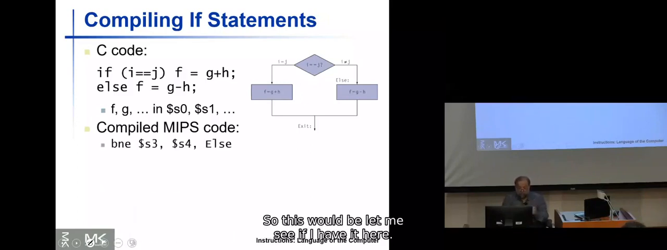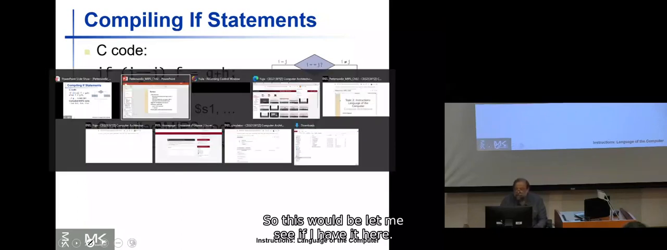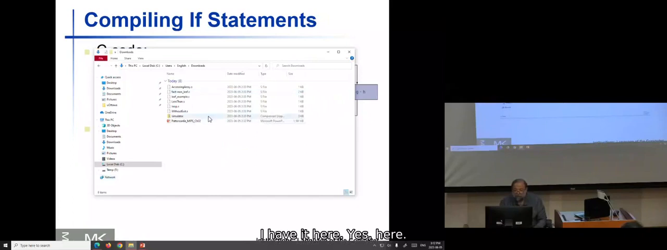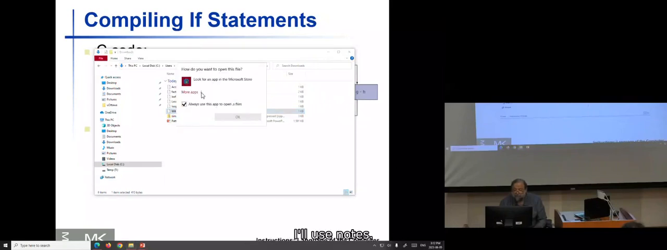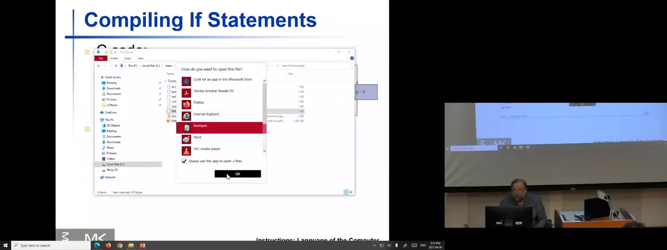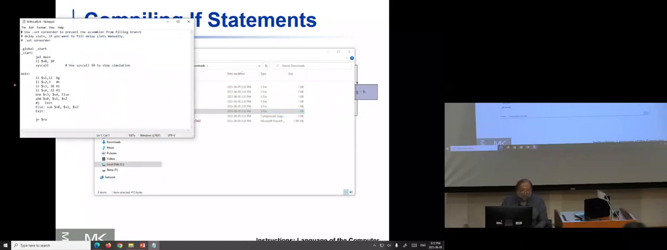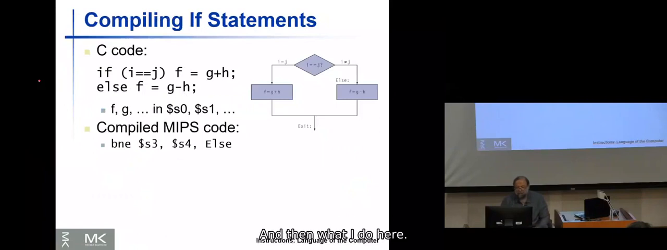So this would be, let me see if I have it here. Okay, I have it here. Yes, here, I guess this is the one. Let me see if this is the one. Always use Notepad. Okay. Branch and not equal, add. I guess this is the one, yeah? I haven't written that's the one or not. Let me see what did I write and then.